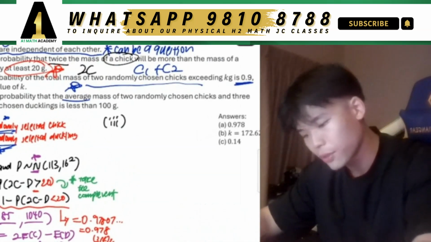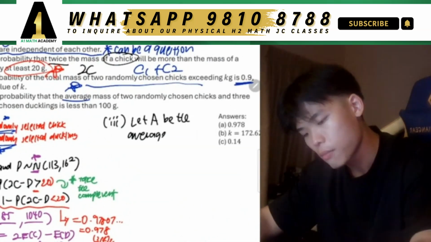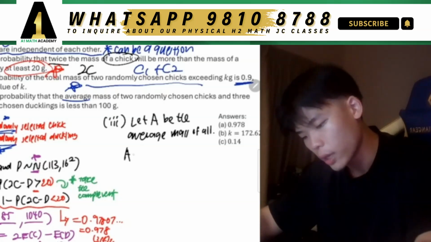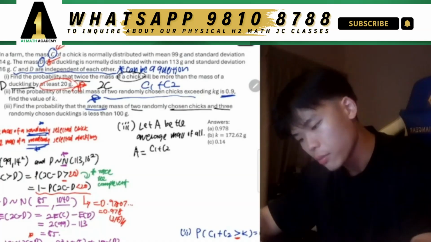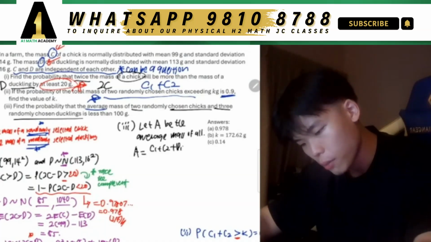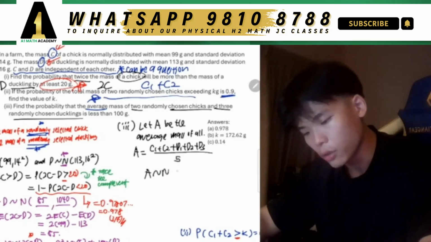I'm first going to define. I'm just going to let A be the average mass of all. So A is 2 randomly chosen chicks, C1 plus C2, and then 3 randomly chosen ducklings, D1 plus D2 plus D3. Then after that, I divide by 5, right? Because it's the average. So obviously A will follow a normal distribution as well.